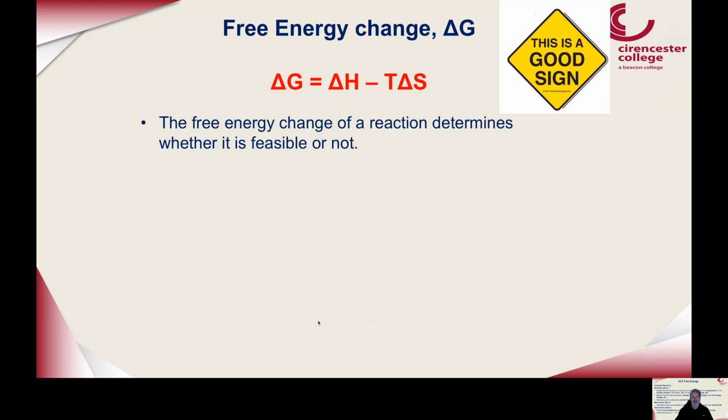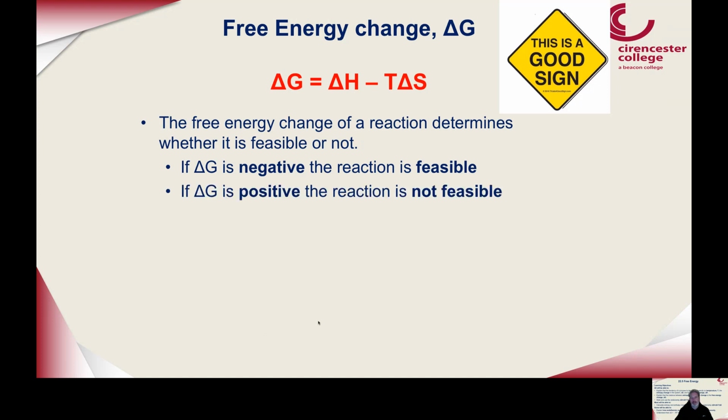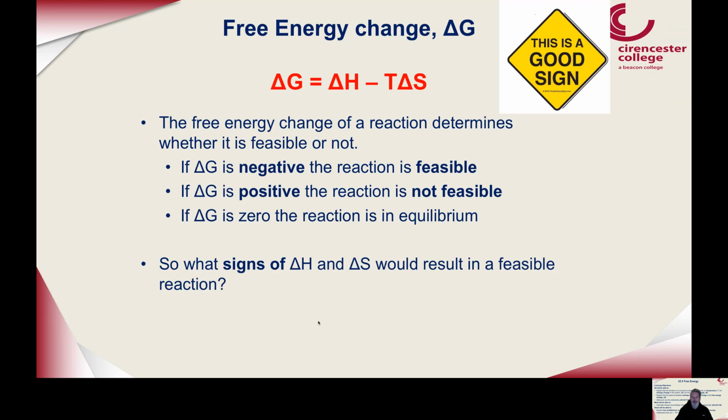So free energy change, delta G, we want that to be negative. It determines whether a reaction is feasible. If it's negative, the reaction is feasible. That doesn't mean it necessarily happens, it just means it's highly feasible. If delta G is positive, the reaction is not feasible, it's not going to happen. And if it's 0, it's going to be at equilibrium between the reactants and the products.